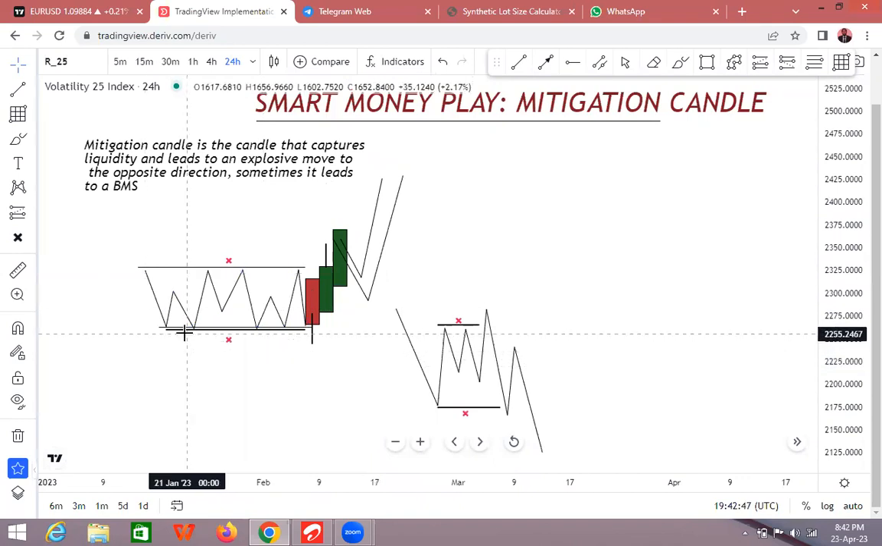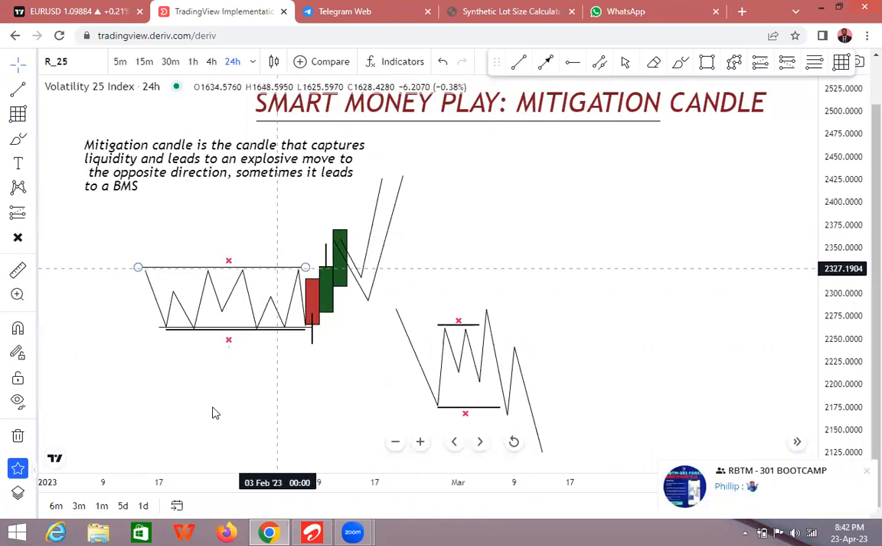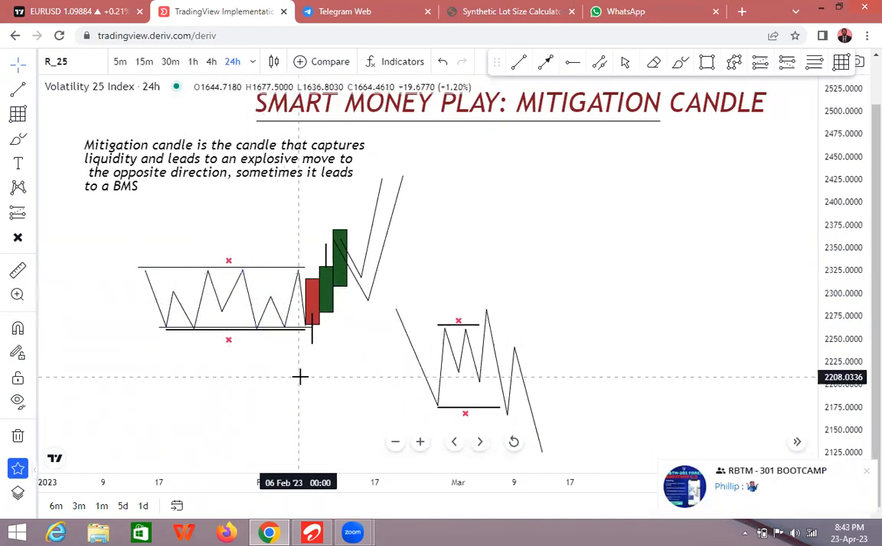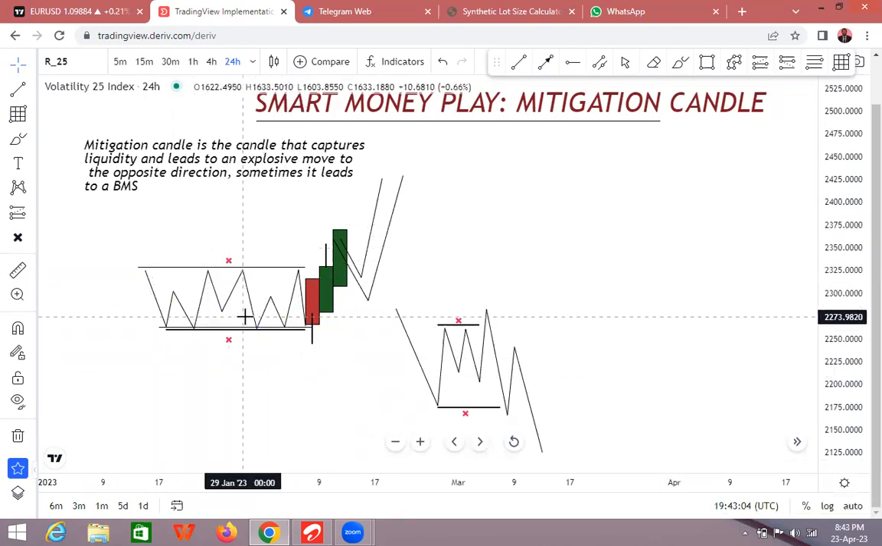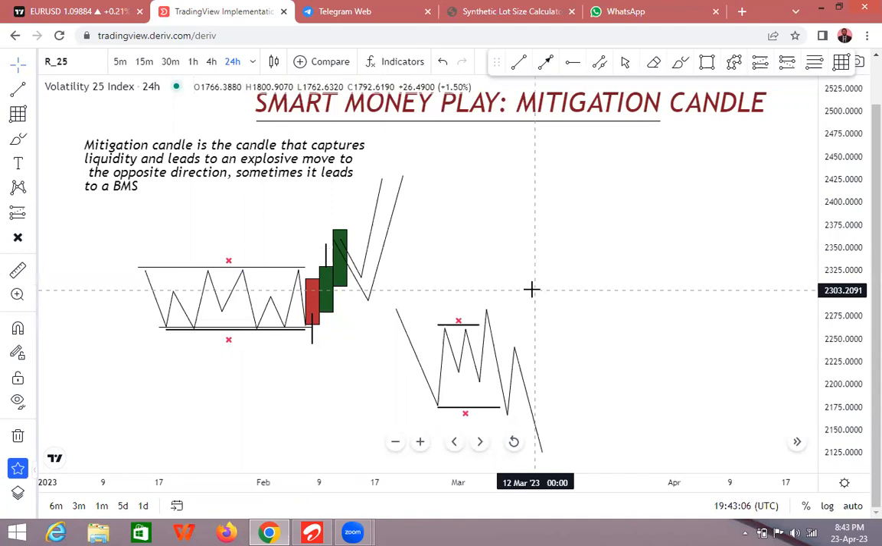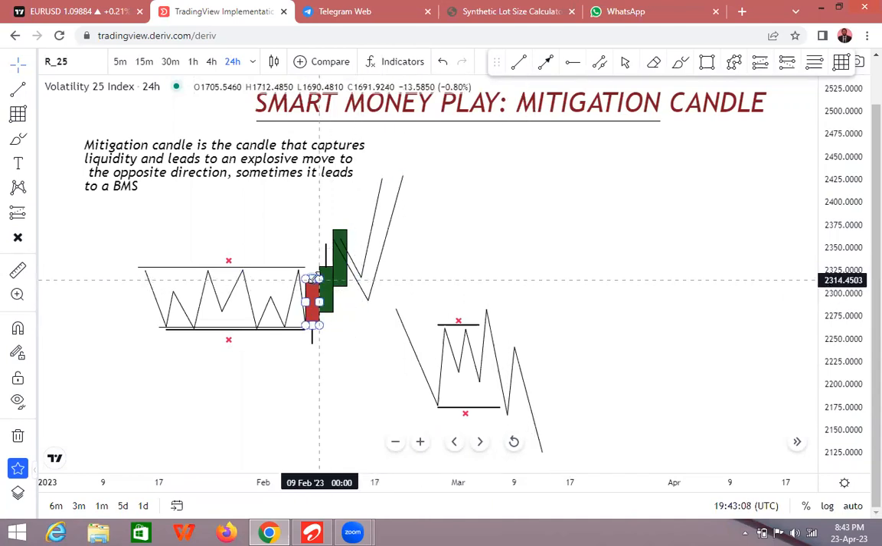Like I said, price moves from one liquidity to another liquidity. It's looking for what to take in the market. So price moves from this junction to the other junction. Once price has captured the liquidity below, the next liquidity to capture is the liquidity above. Now the question is, how do you trade this order block or mitigation candle?